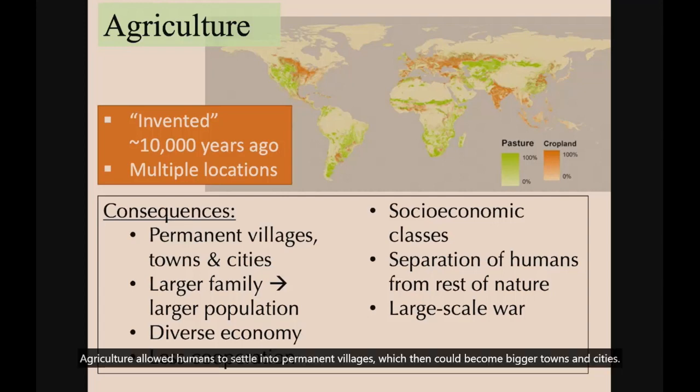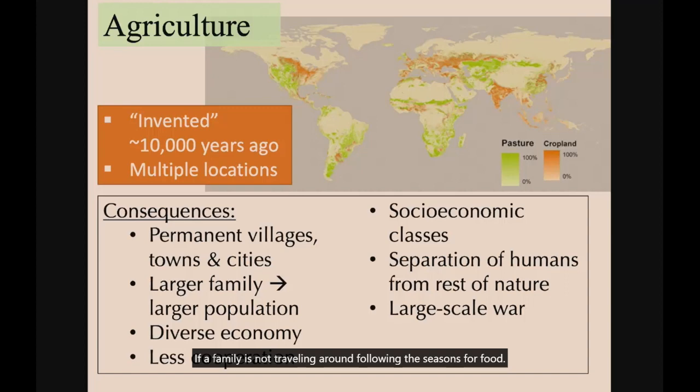Agriculture allowed humans to settle into permanent villages, which then could become bigger towns, cities. Agriculture, therefore, allowed humans to have a larger family. If a family is not traveling around following the seasons for food, following where the animals are for food, then you can have more offspring.